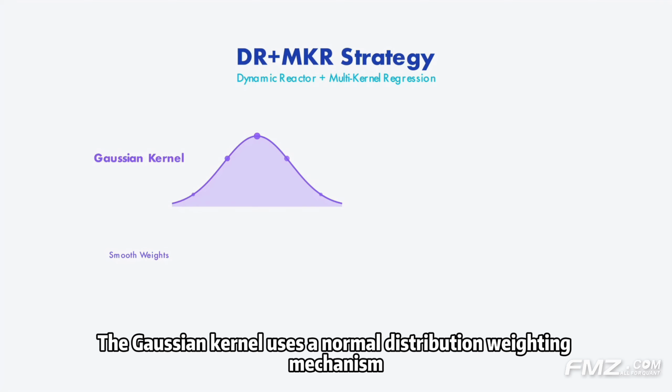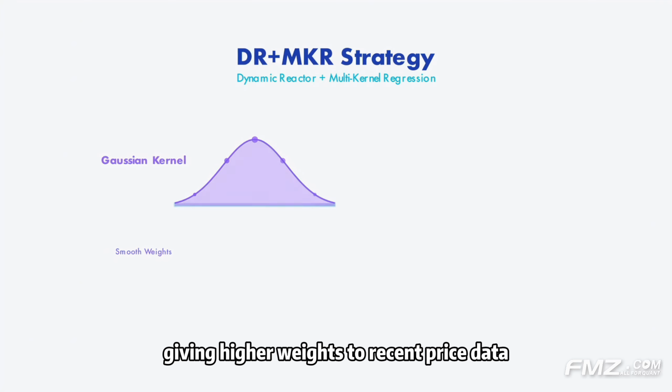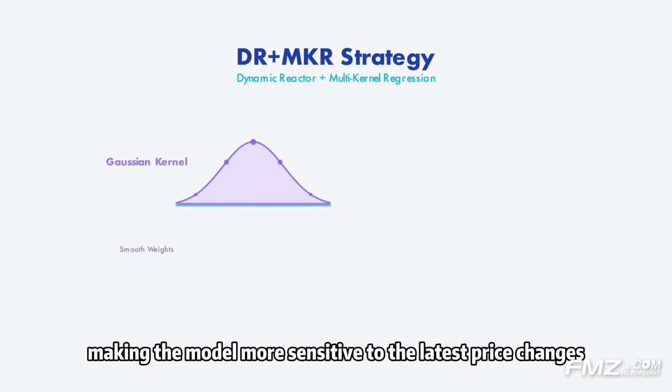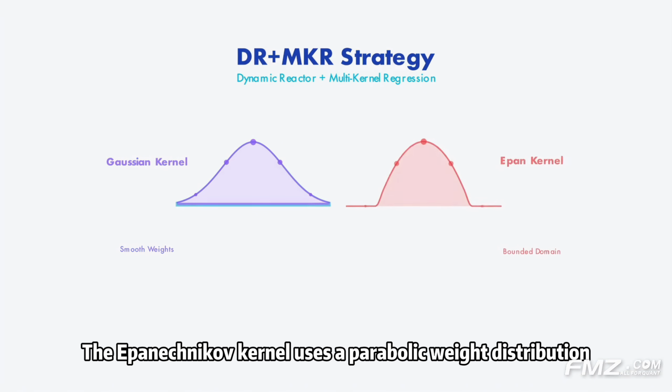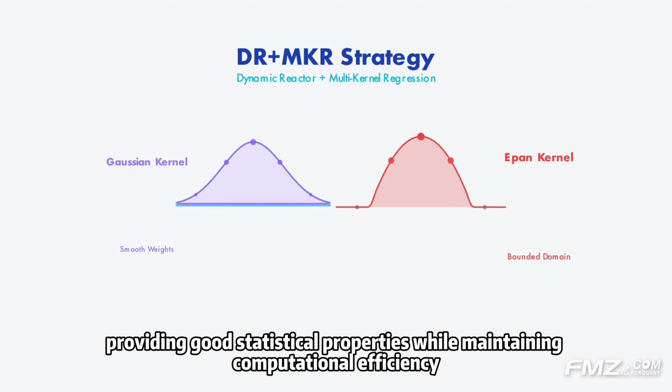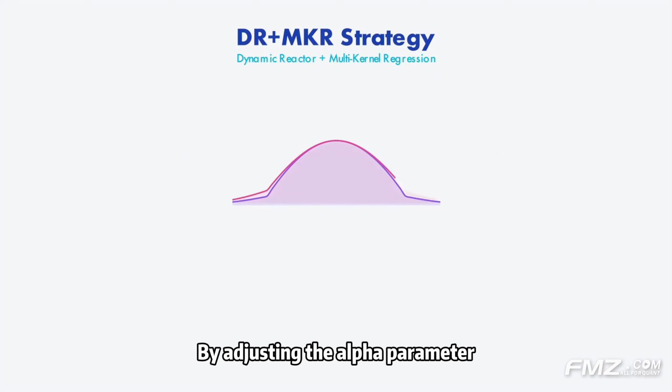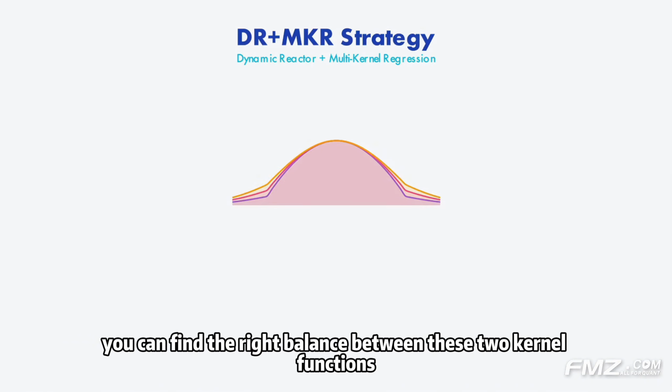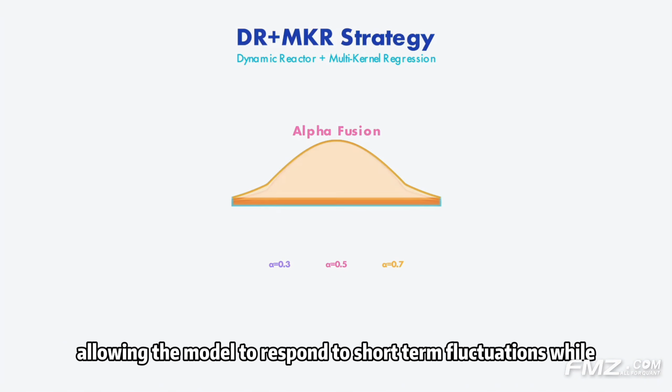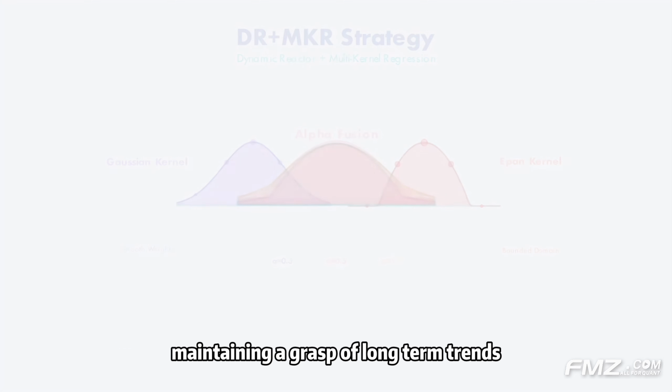The Gaussian kernel uses a normal distribution weighting mechanism, giving higher weights to recent price data, making the model more sensitive to the latest price changes. The Epanechnikov kernel uses a parabolic weight distribution, providing good statistical properties while maintaining computational efficiency, making it more suitable for capturing medium-term trends. By adjusting the alpha parameter, you can find the right balance between these two kernel functions, allowing the model to respond to short-term fluctuations while maintaining a grasp of long-term trends.